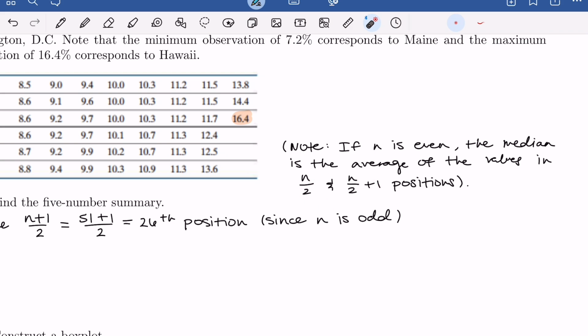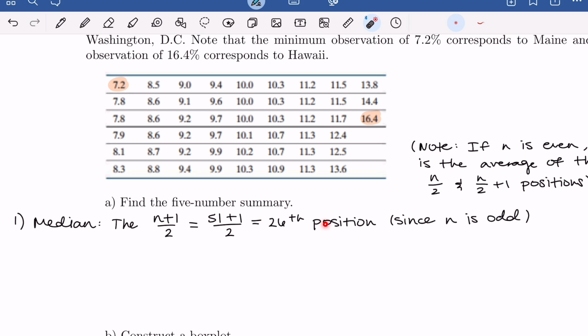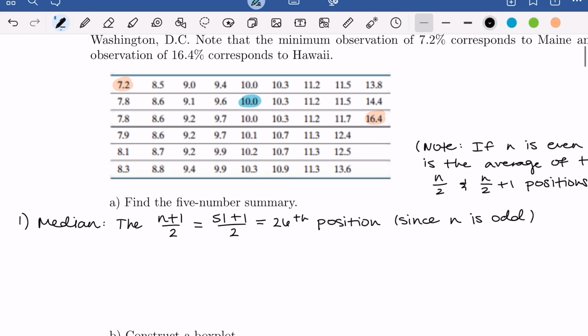and find the corresponding data value. So for this one, going back to the table, the median is going to be in the 26th position. Counting all of these positions, the 26th position is this value here. So that means the median is going to be 10. So M, which is the same thing as Q2, gives us 10.